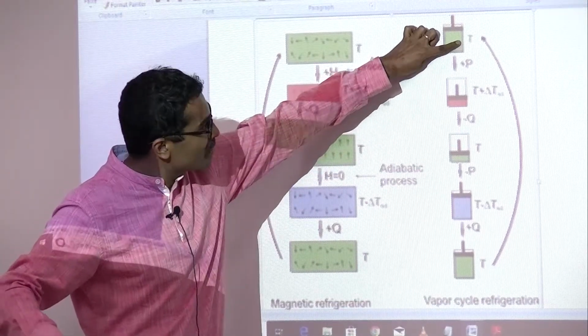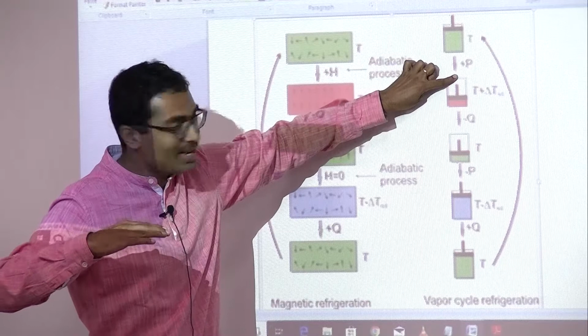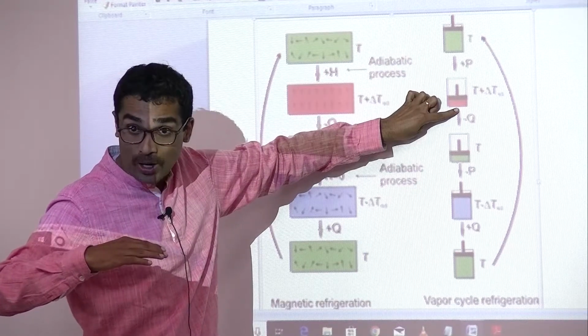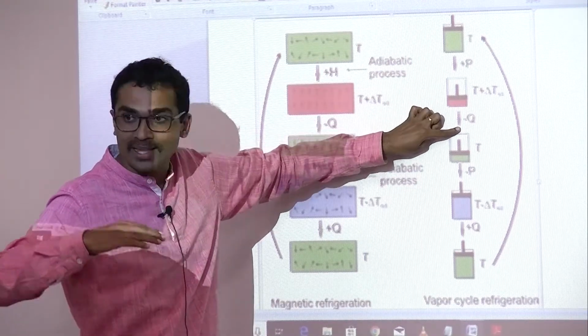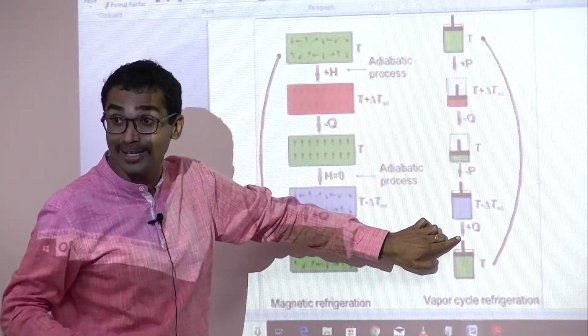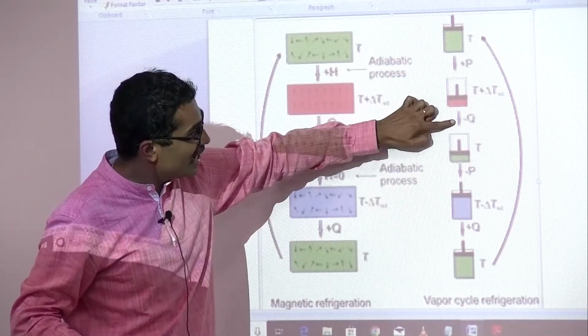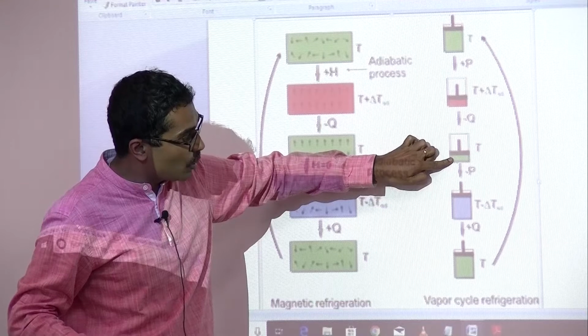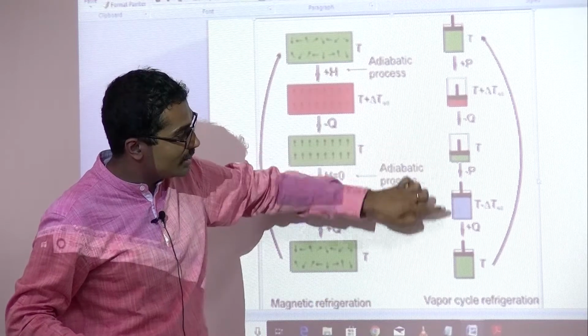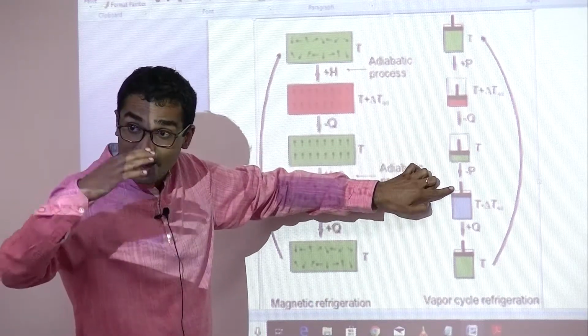You understand? Now you apply pressure, so it becomes hot. It loses that heat which it had gotten here. Okay, it loses the heat and then it becomes cold. When it is cold, you allow it to expand.